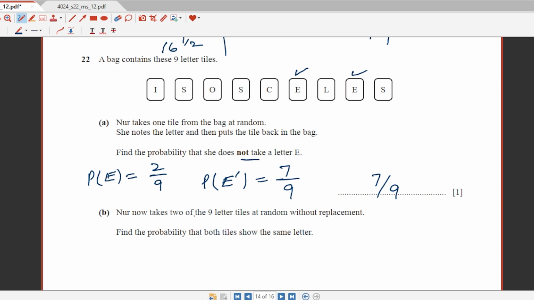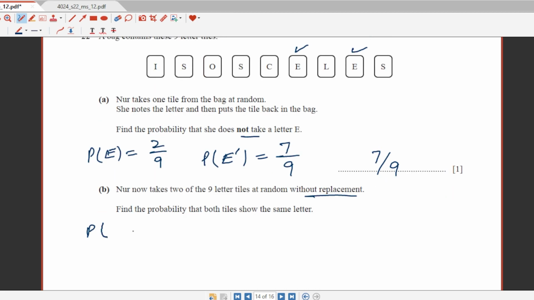Sue now takes 2 of the 9 letter tiles at random without replacement. Without replacement means if the first tile is taken, she will not replace that tile. The second tile will be taken out of 8 tiles. Find the probability that both tiles show the same letter. Same letter may be S on both the tiles, or E on both the tiles. Same letter means if there is S on both the tiles, or there may be E on both the tiles.